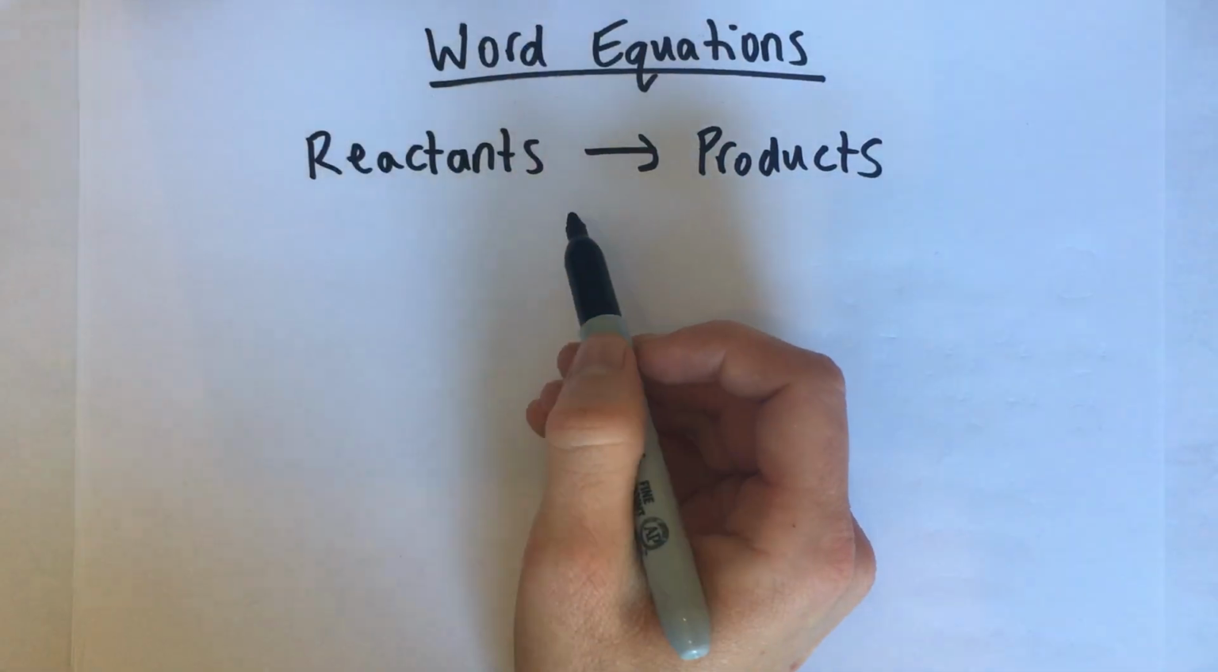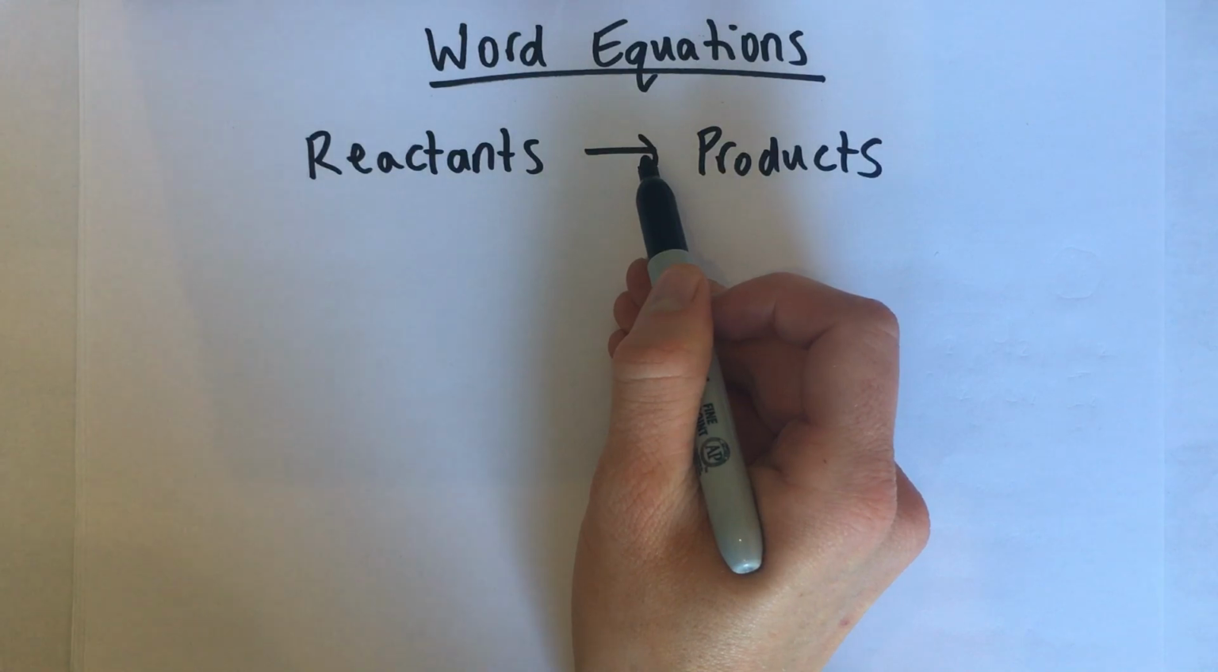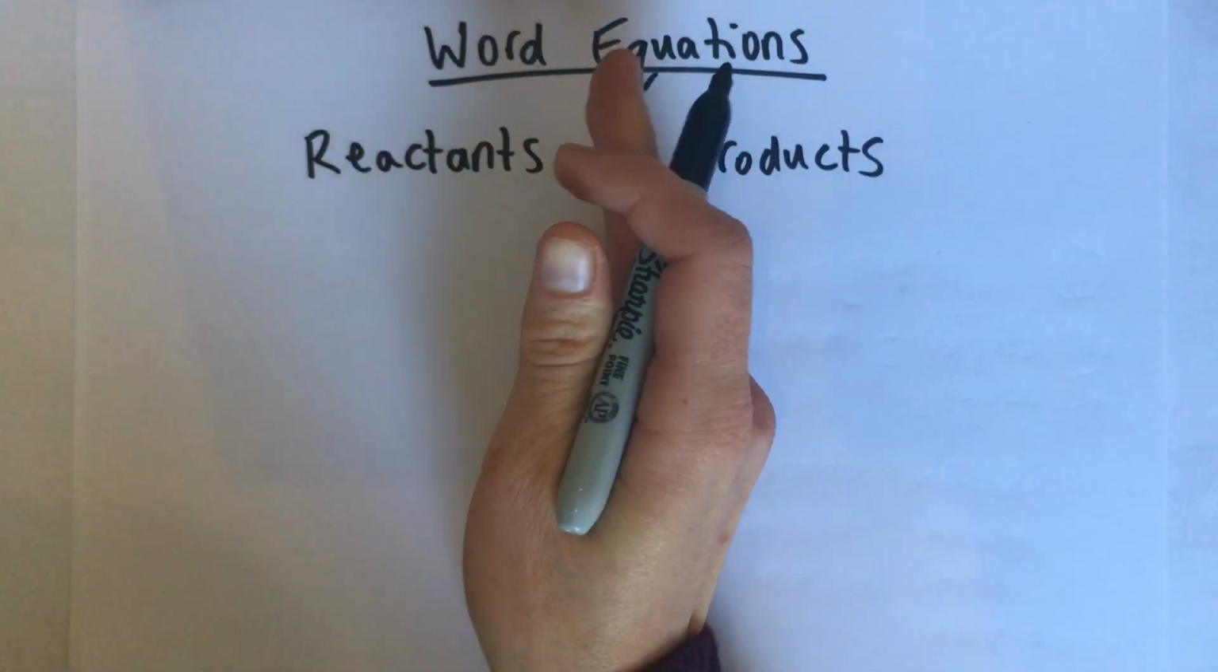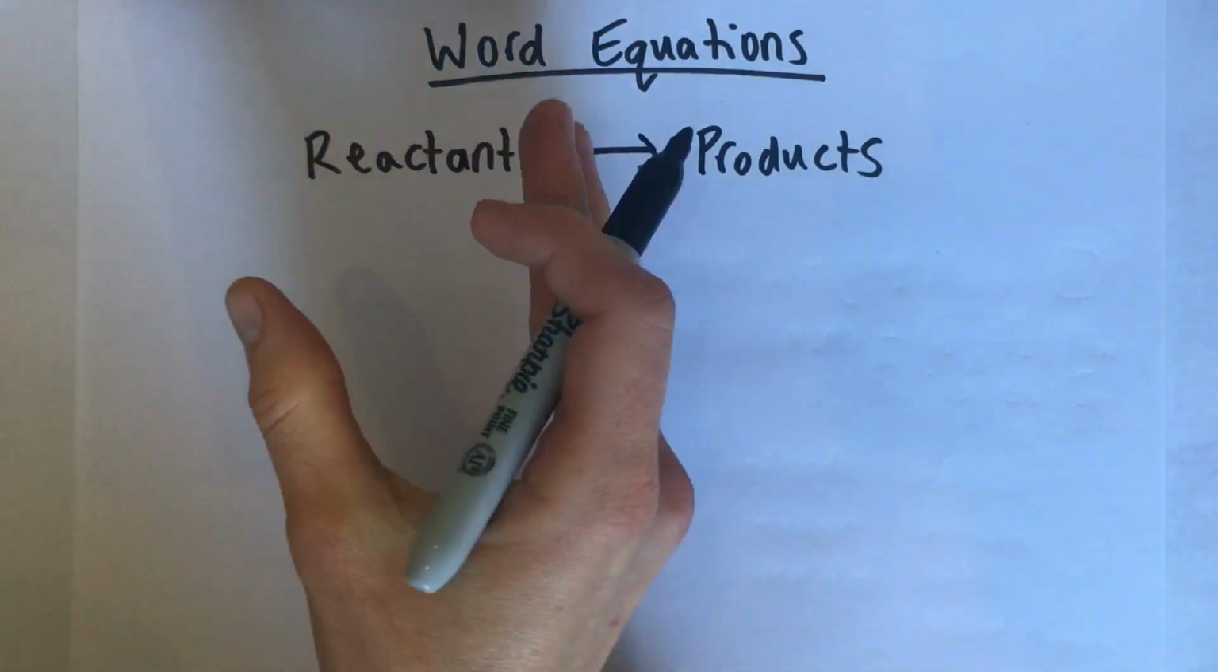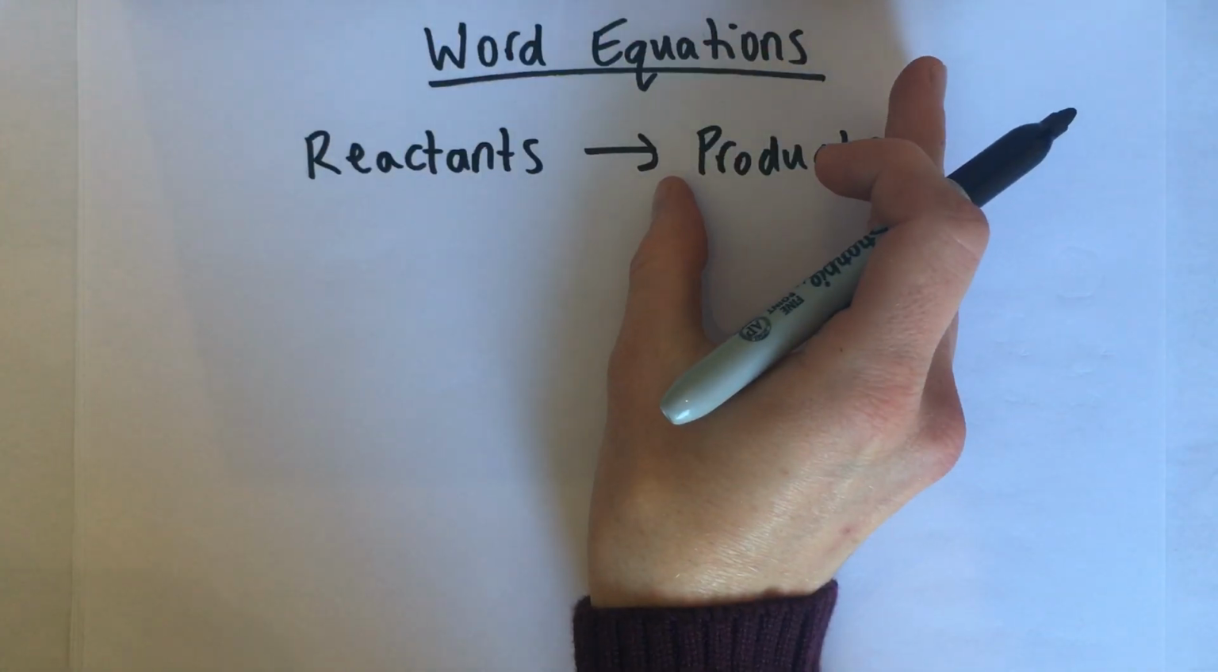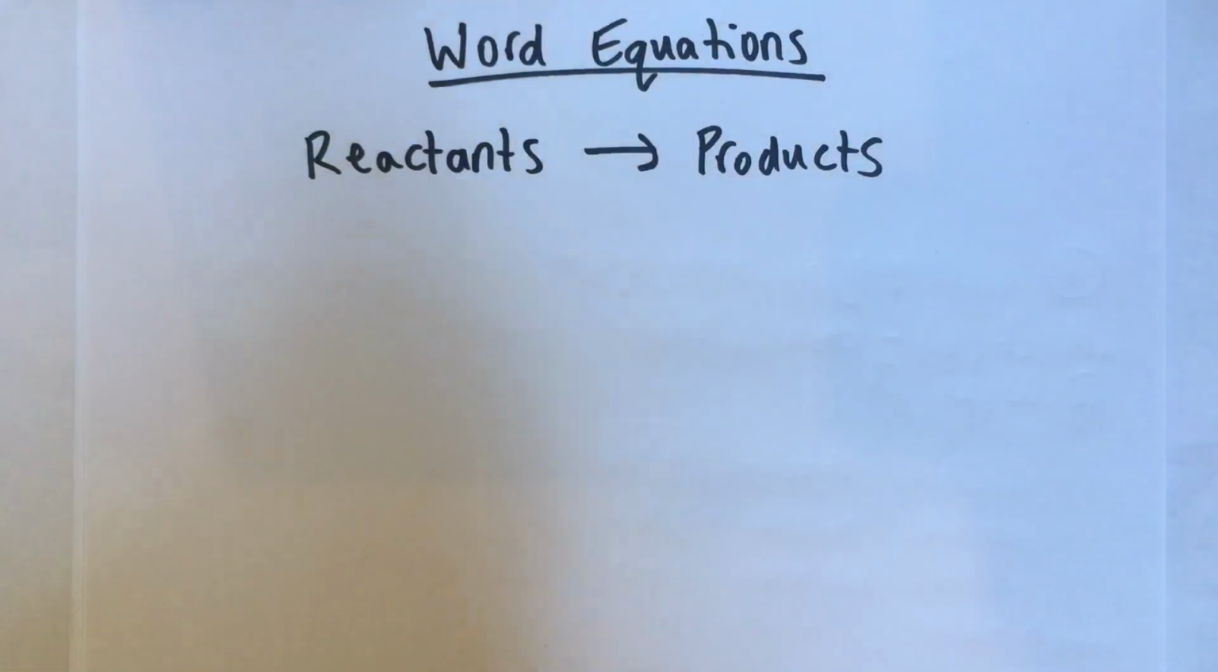It's really important that you only ever have one arrow, and that arrow is the center point of your equation. Everything on the left of it is what you start with, everything on the right of it is what you finish with. So it's really simple. And then when you have multiple things, you put pluses between them.